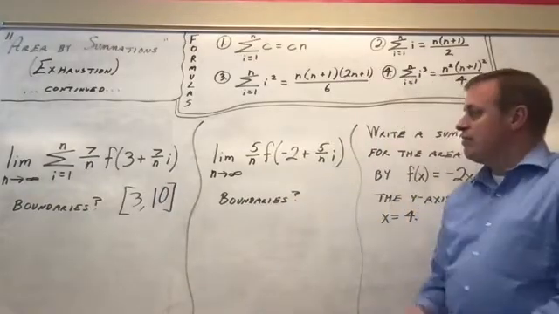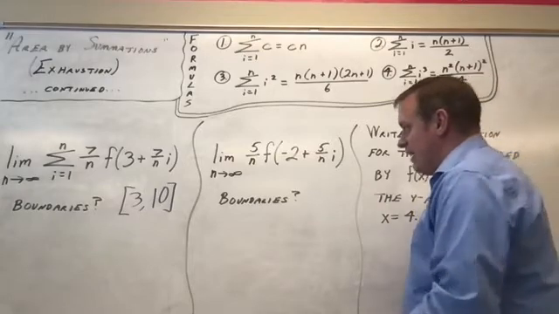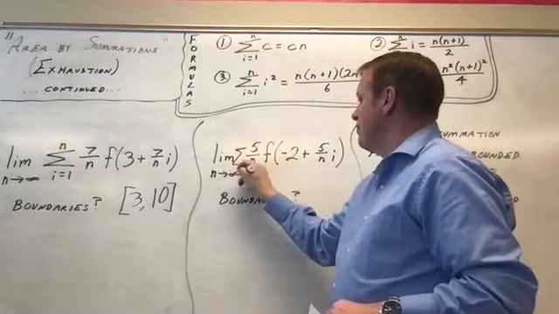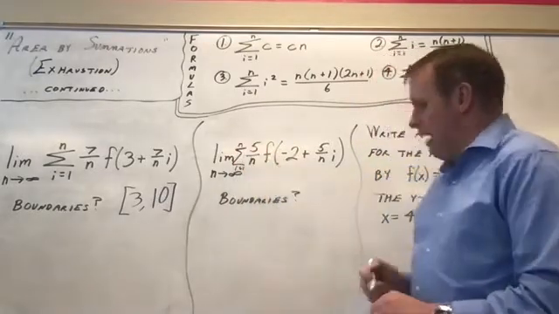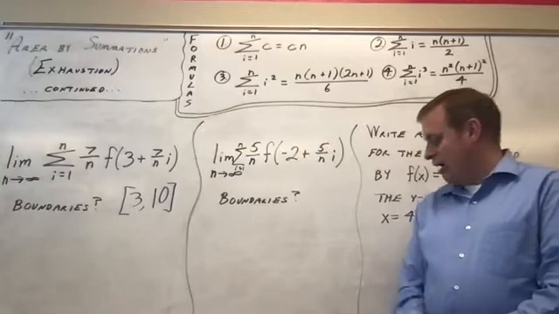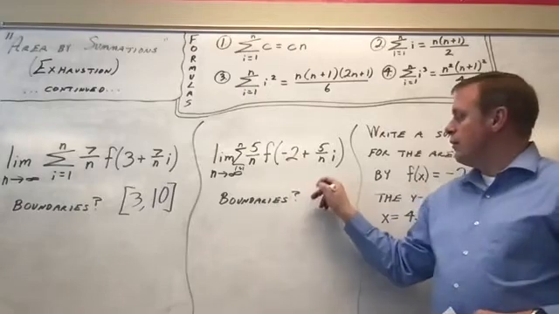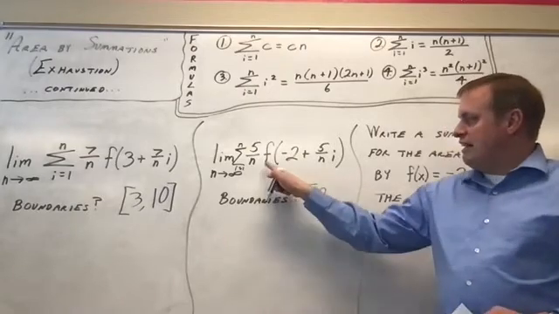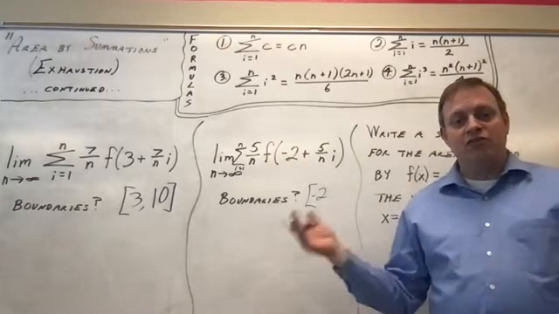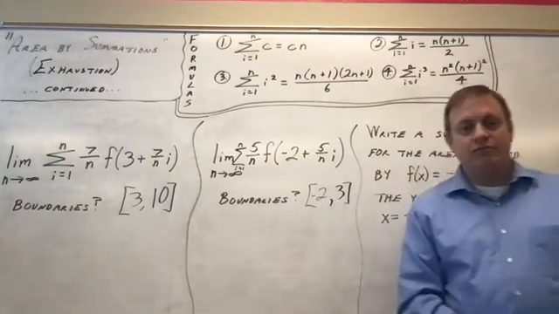Our second example has 5 over n. And with this, let me go ahead and put the summation in here as well, i equals 1 to n. So we've got 5 over n, and we've got f of -2 plus 5 over n times i. So once again, like before, this is our lower boundary, which would be -2. And the gap between the lower boundary and the upper boundary is 5. So -2 plus 5 would put us at the right side of 3.